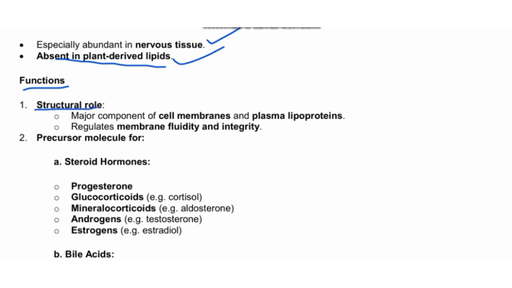The first function is structural role. Cholesterol is a major component of cell membranes and plasma lipoproteins. Those are the particles that transport lipids in our blood. It helps regulate membrane fluidity and integrity, meaning it keeps the membrane flexible yet strong. So it is just like a stabilizer that prevents the membrane from becoming too rigid or too fluid, depending upon the temperature.